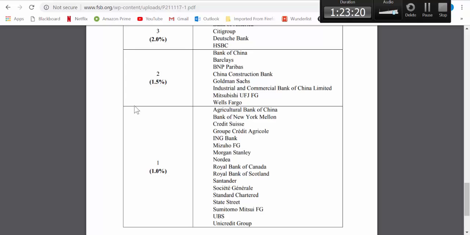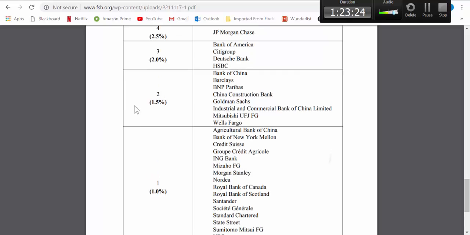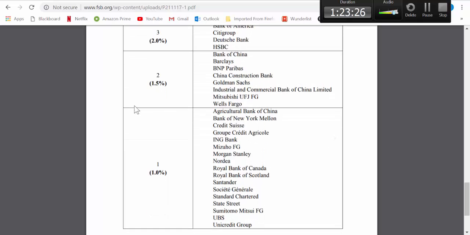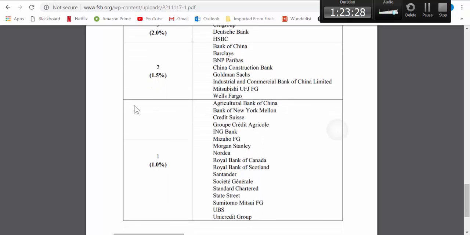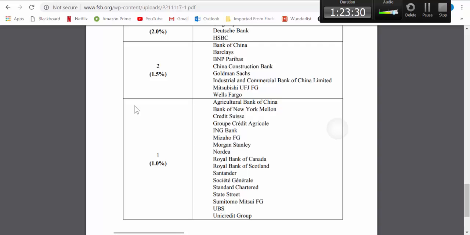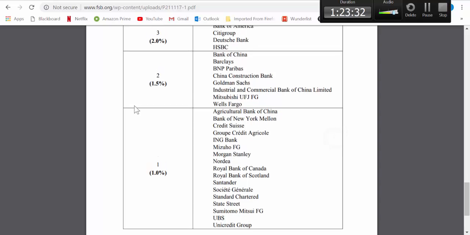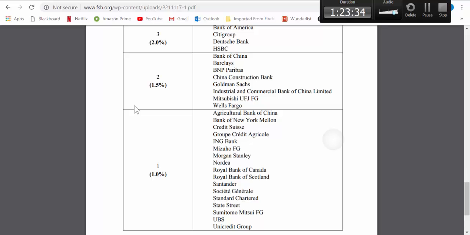ABC. So the big four are all there, right? ABC, CCB, ICBC, and BOC. Credit Suisse, is UBS in there? Yes, near the bottom. Sumitomo, State Street, Standard Chartered, and so on. You get the idea? Yeah? So one day, if you're ever invited to go over there for a chat, okay, know who you are dealing with. Do you have any questions you want to ask me?